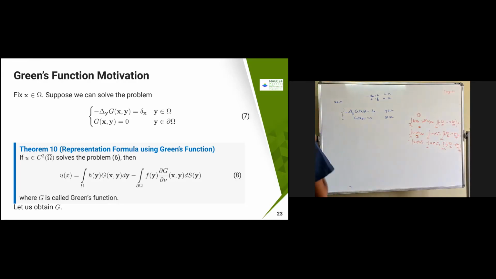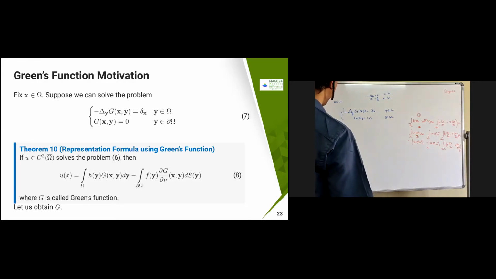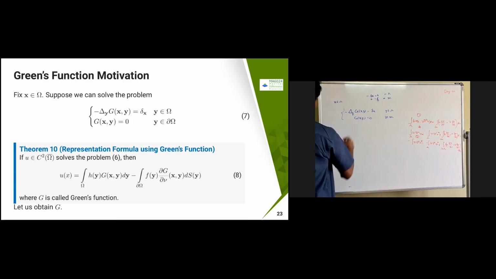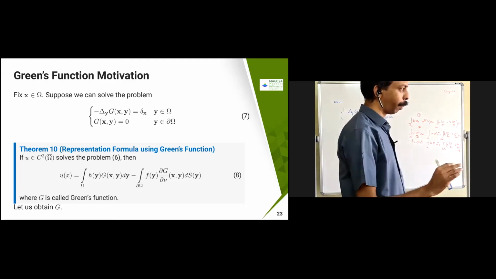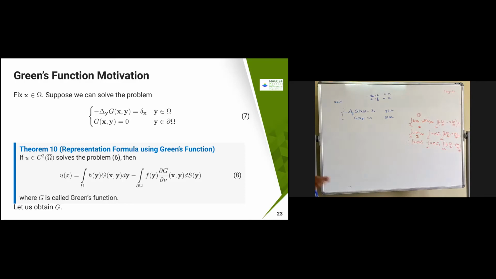We are going to find g. Once we solve this problem, we are going to find some g. That g is usually called Green's function. That is the main motive of our class for the entire things we are trying to prove.